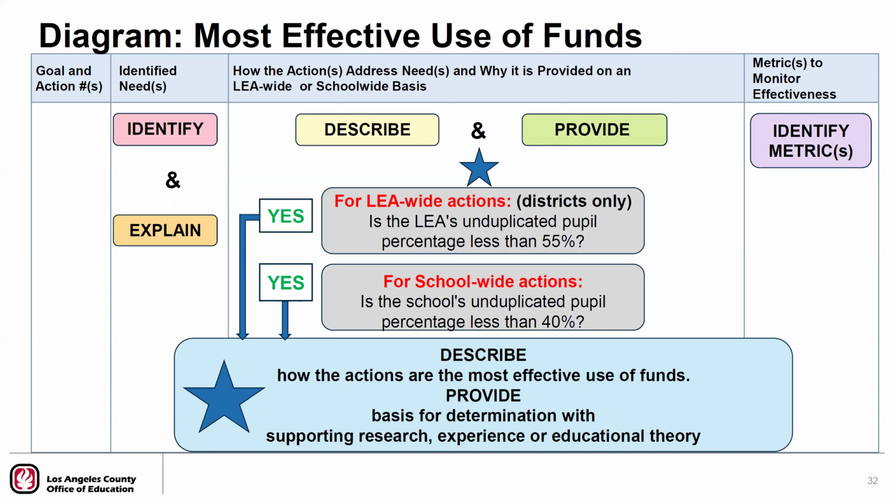Similarly, for a school-wide action, if the school within the district where the contributing action will be implemented has an enrollment of less than 40% unduplicated student groups, then you will need to describe how this action or actions are the most effective use of funds and provide a basis for this determination with supporting research, experience, or educational theory. If the school where the school-wide action will be implemented has an unduplicated student percentage that is 40% or greater, then you do not need to include this additional information, and you can move to the last column where you identify a metric.